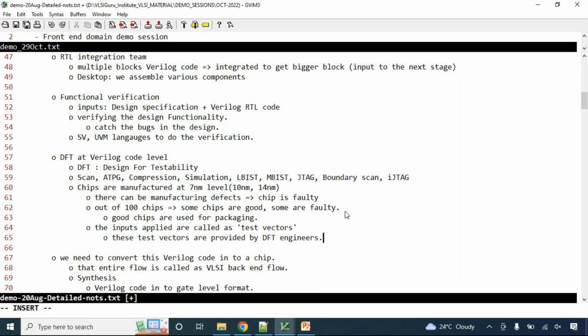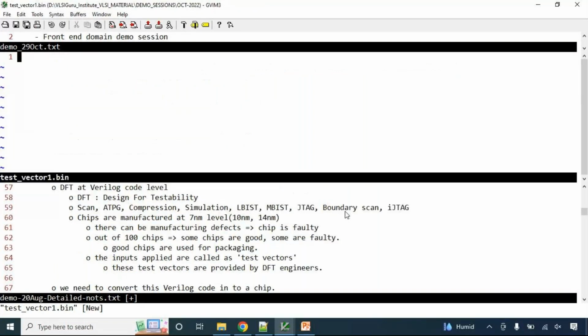The DFT engineer provides them. So a test vector will look something like this. Let's say test vector one dot bin, for example, it may look something like this: a big series of ones and zeros. Now, if you ask me, will they come up randomly? Will they throw some dice and randomly come up with 1010? It's not like that. They use some techniques. I'm talking about one test vector. Similarly, there can be another test vector. There can be many test vectors.